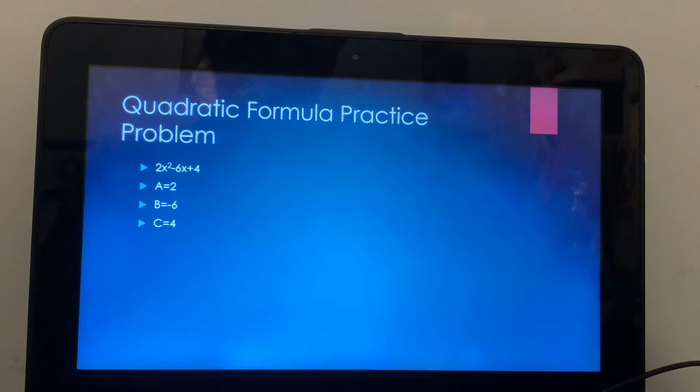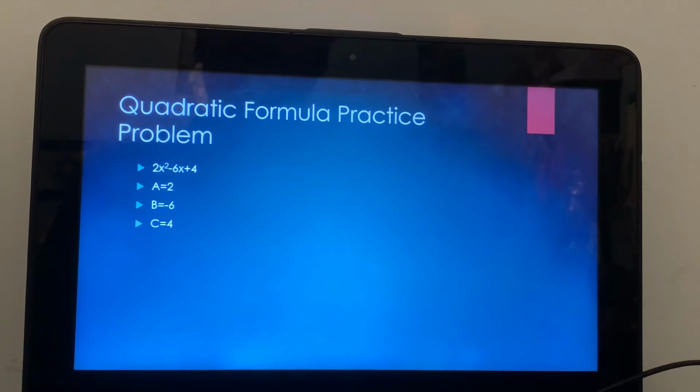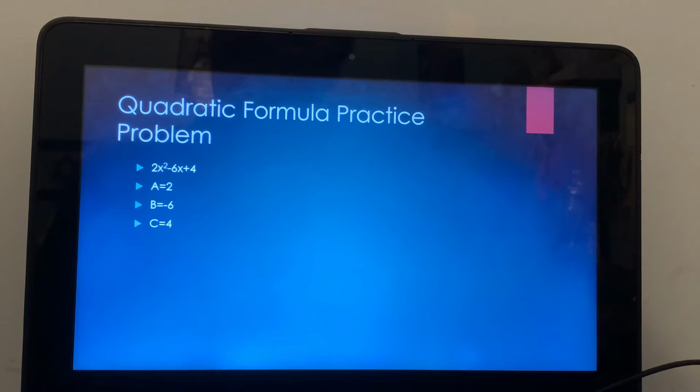Now, let's do some practice. 2x squared minus 6x plus 4. We see that it's ax squared, but in this case it's 2x squared, meaning that a is 2. It's minus 6x, so b is minus 6, and plus 4, so c is 4.